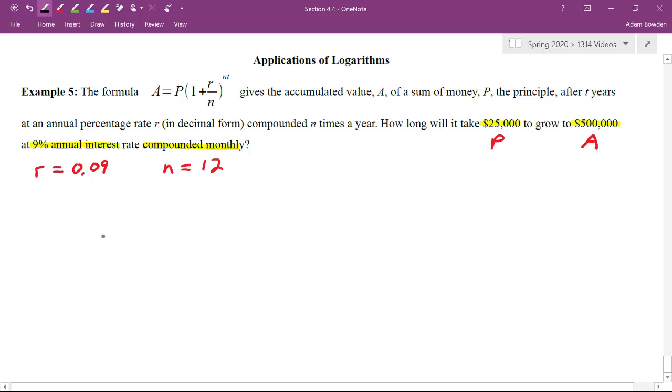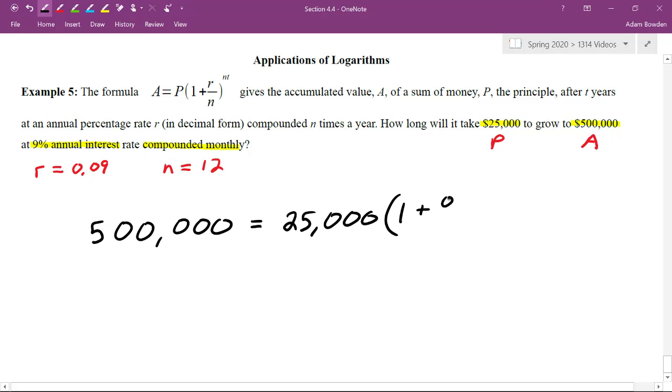So let's plug that into our formula up above. It looked like 500,000 equals 25,000 times (1 plus 0.09 divided by 12), all raised to the 12t power. Okay, so after putting all those numbers in, there's only one thing left that's unknown, and that's time t. So we have to solve for t.